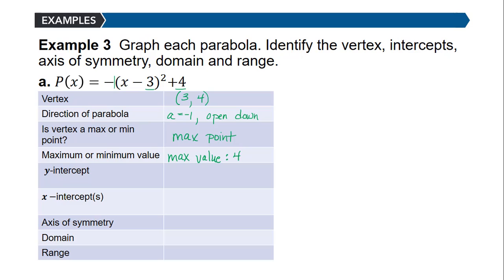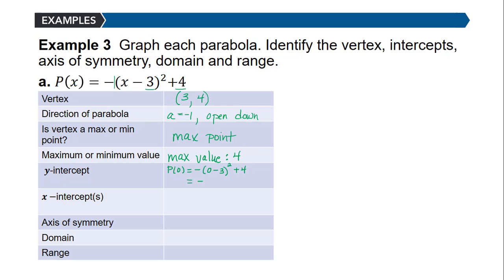Now to find the y-intercept, this is where we let x equal 0, so that is we find p(0). p(0) is the opposite of (0 minus 3) quantity squared plus 4.